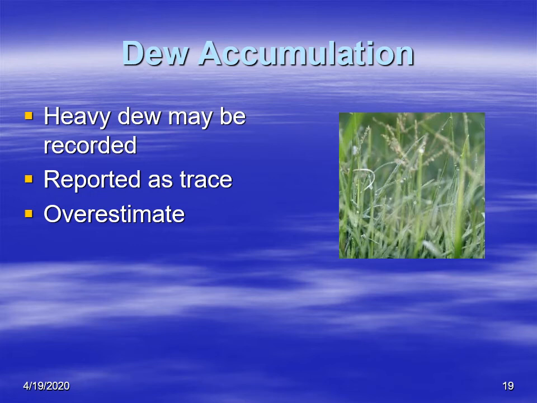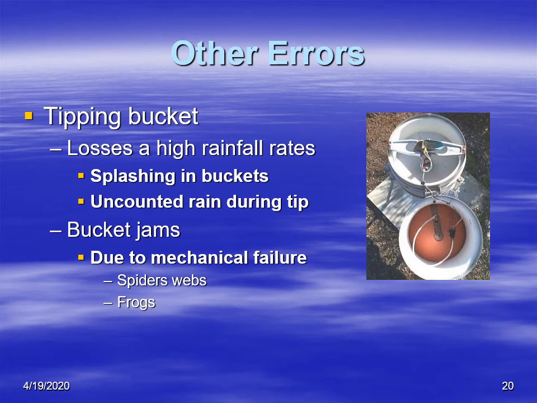Other problems: if you have a heavy dew, it's not necessarily precipitation, it's condensation on the ground, but if you have condensation in the funnel of a rain gauge, it may start to coalesce and run down into the rain gauge and report perhaps a hundredth or two of precipitation, so it can overestimate rainfall. Tipping buckets also have problems. We talked a little bit about the tipping bucket problems. At high rainfall rates, you'll have rain that is splashing out or not being counted as the tipping bucket is tipping. And also there have been mechanical failures of tipping buckets as a result of frogs, spider webs, or other things, and so precipitation goes unrecorded.